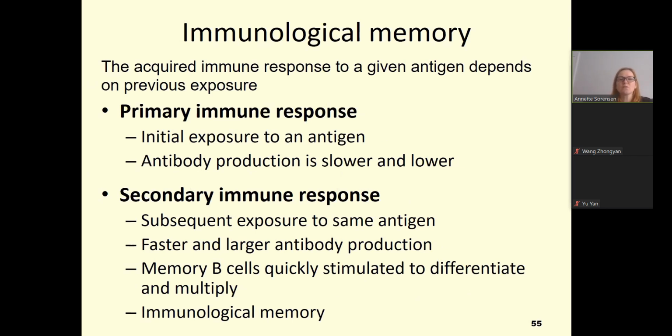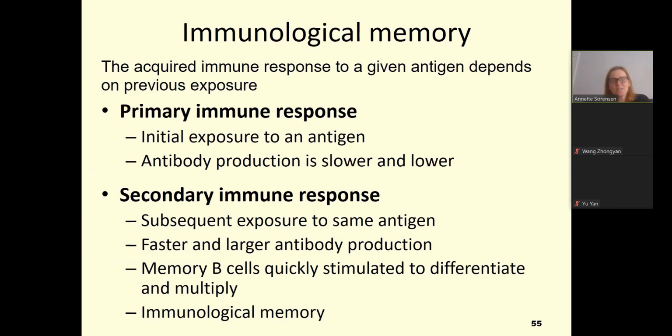We're going to talk a little bit about immunological memory. We already talked a little bit about it yesterday. So the acquired immune response to a given antigen really depends on previous exposure. The primary immune response is the initial exposure to an antigen. In the primary response, the antibody production is much slower than what you see in a secondary immune response.